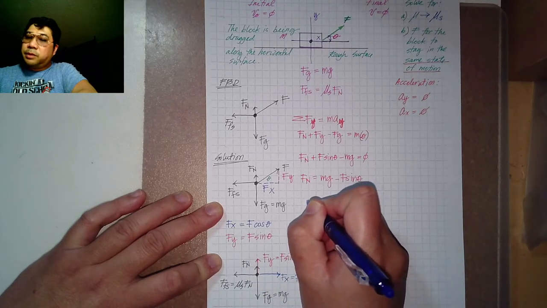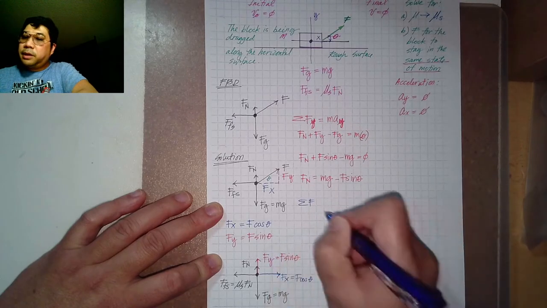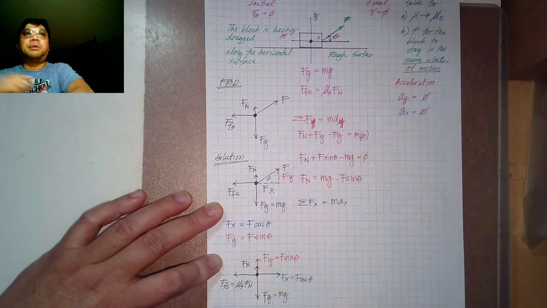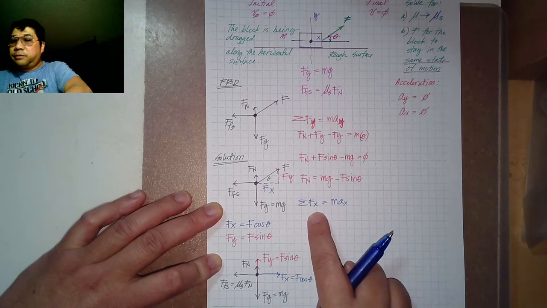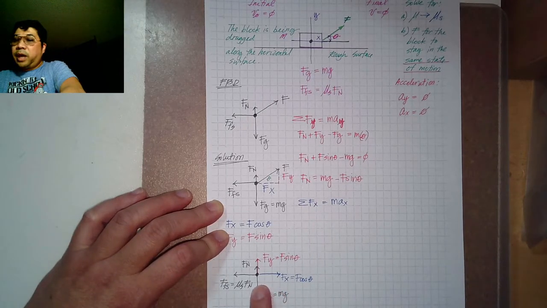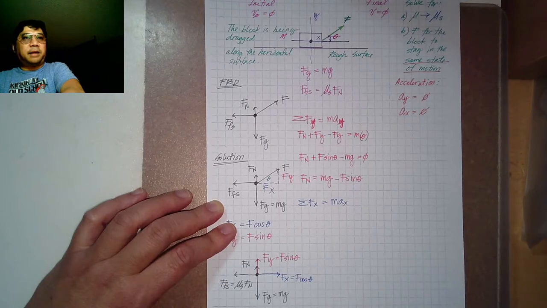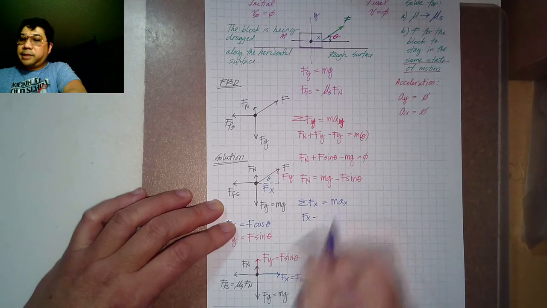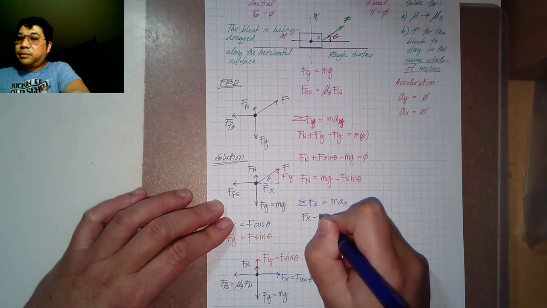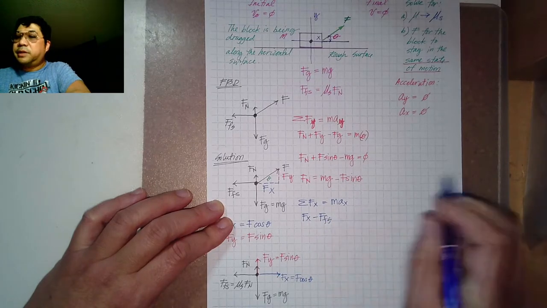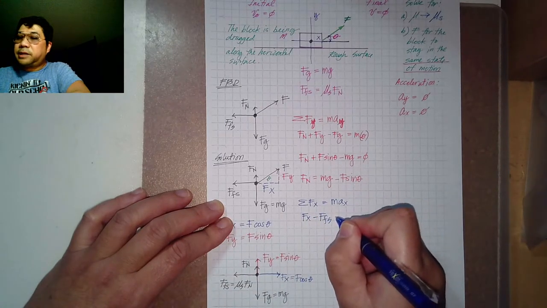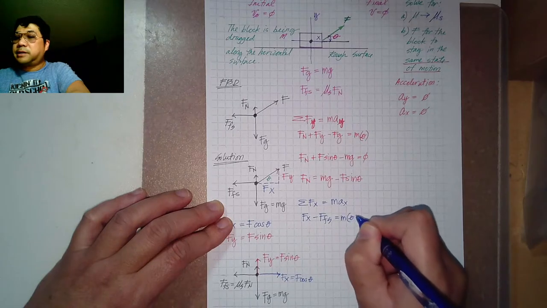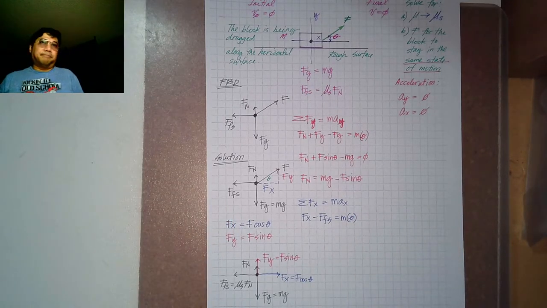Now let's do the summation of forces along the x-axis. That will give us the mass multiplied by the acceleration along the x-axis, or horizontal axis. Now, summation of forces, what are the different forces? We have positive to the right, negative to the left. So we have Fx to the right minus F, the force of friction or static friction. No other forces act along the x-axis, so it equals mass multiplied by the acceleration along the x-axis, which is zero.